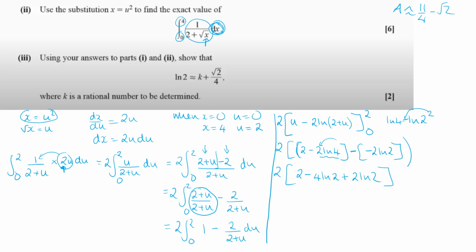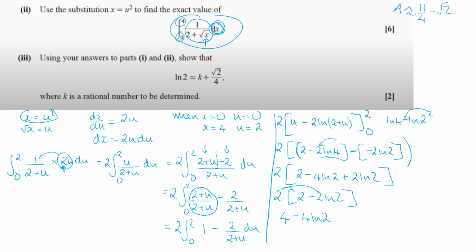So tidying up, we've got 2 down 4 lots of ln of 2 and back up 2 will be minus 2 the ln of 2, and then I can take my 2 in and have 4 minus 4 the ln of 2. So that's the actual answer to this integral.